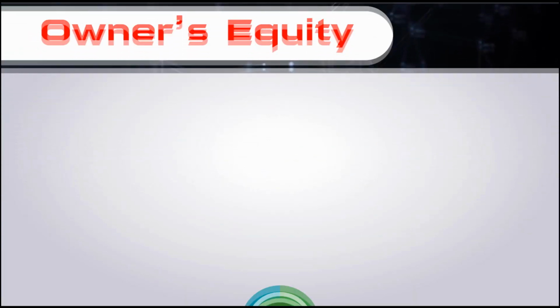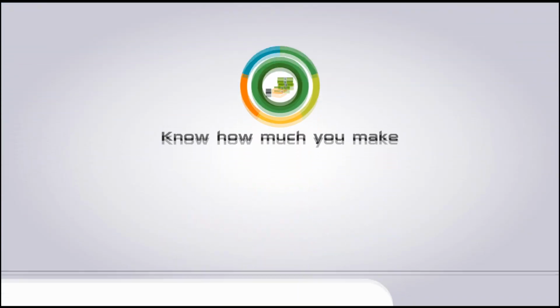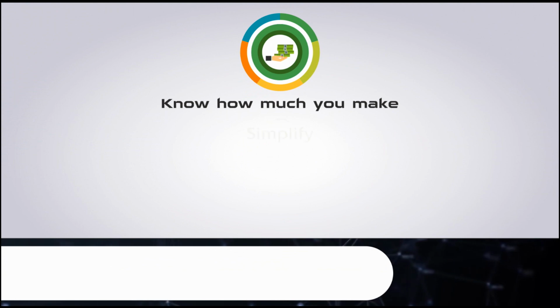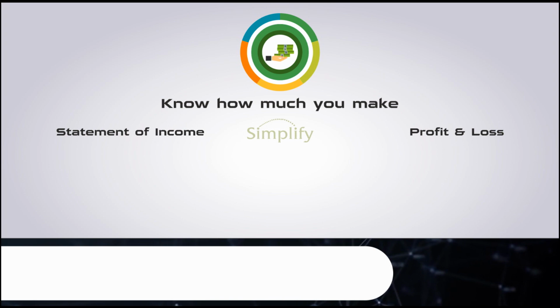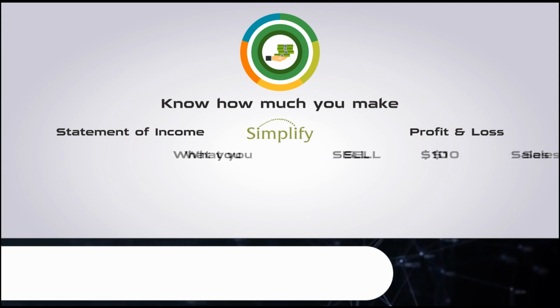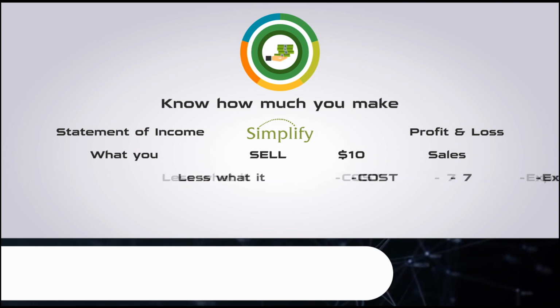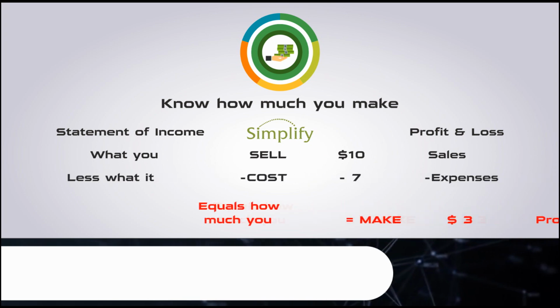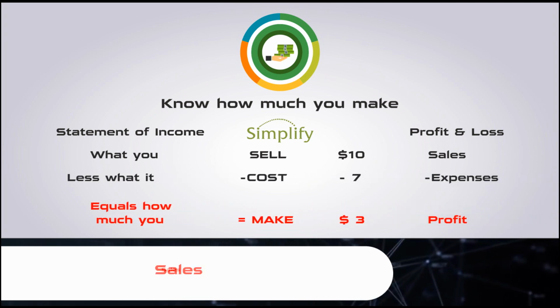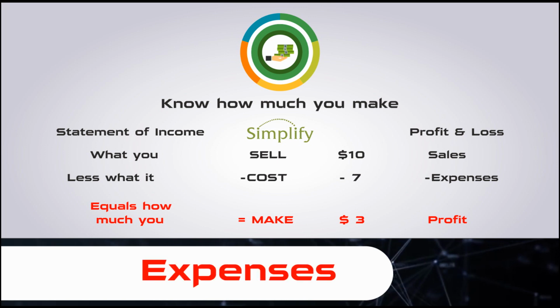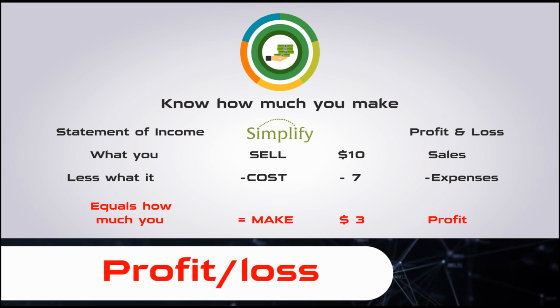Step 2 is know how much you make. We call that an income statement or a profit and loss report. Simplified, all it is, is what you sell less what it costs equals how much you make. In accounting terms, we call that sales less expenses equals profit and loss.